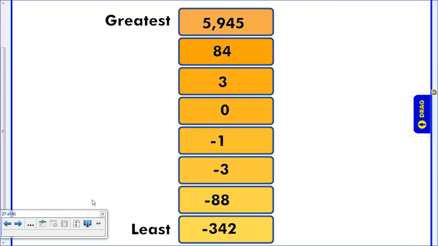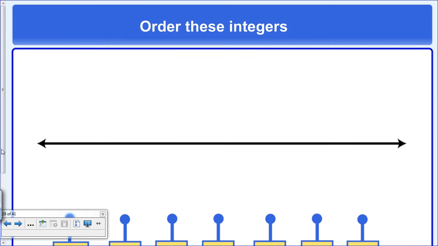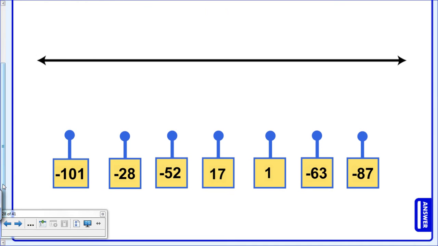Alright, next we're going to compare these integers on a number line. Now we don't have any specific lines, it's just a matter of getting them in the right order and always knowing that the smallest is always on the left, so the smallest should be over here, and the biggest or the largest should be over here on the right. So the smallest goes on the left, the largest goes on the right. So let's take a look.